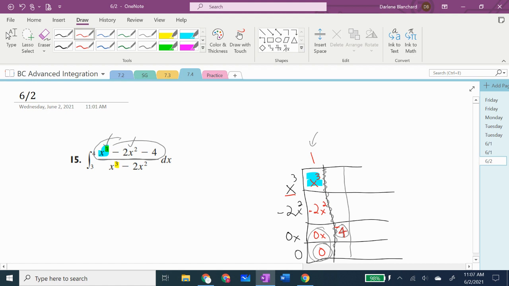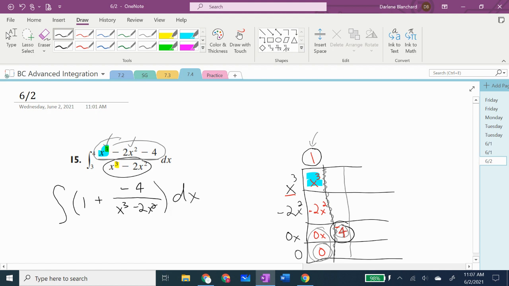Anyway, remainder is negative 4. That means that this integrand is an entire polynomial result of division 1 plus a remainder, negative 4, that was not able to go through the division process when dividing by x cubed minus 2x squared. So that's the division process. Now, I'm able to integrate this first term.